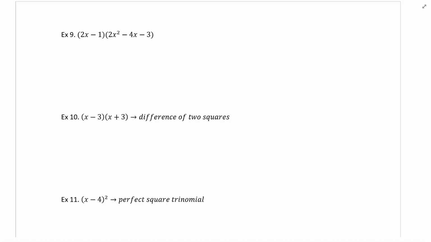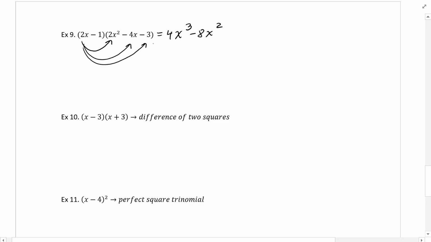Now let's multiply a binomial by a trinomial. So again, we have to multiply every single term from the first parentheses by every single term from the second one. So 2x times 2x squared, that's 4x to the third. 2x times negative 4, that's negative 8x squared. 2x times negative 3, that's negative 6x. Now let's multiply negative 1 with each term. So negative 1 times 2x squared is minus 2x squared. Negative 1 times negative 4x, that's plus 4x. And negative 1 times negative 3, that's plus 3.